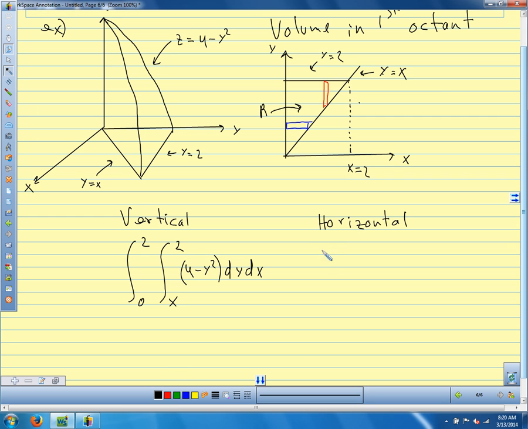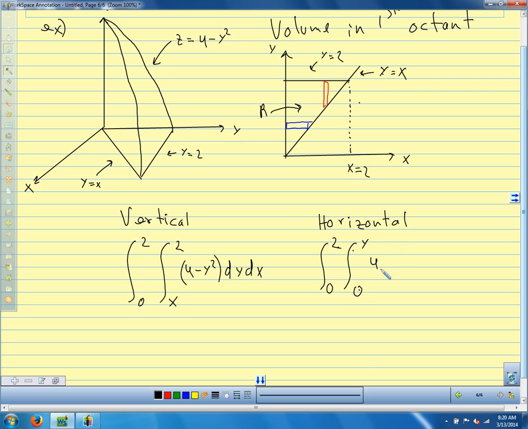So for my outer integral, y is going to vary from 0 to 2. Oops, not 0 to 0, 0 to 2. x is going to vary from... did I set it up the right way? 0 to y, right? We're going from here to here. 0 to y. If our region were over here, x would vary from y to 2. Here we're going to go from 0 to y.